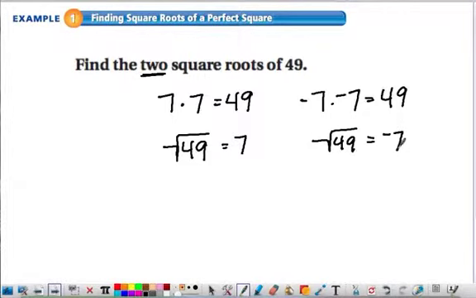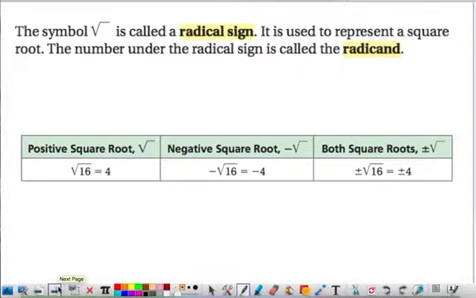So there are a couple of ways we could write this. We could write our answer as 7 and negative 7, or we could write this positive negative sign, so we know that it's both positive 7 and negative 7. The symbol that kind of looks like a little division symbol is called a radical sign, and that's how we know that we're going to find a square root.